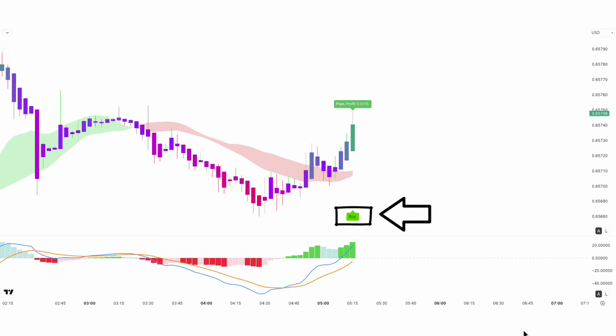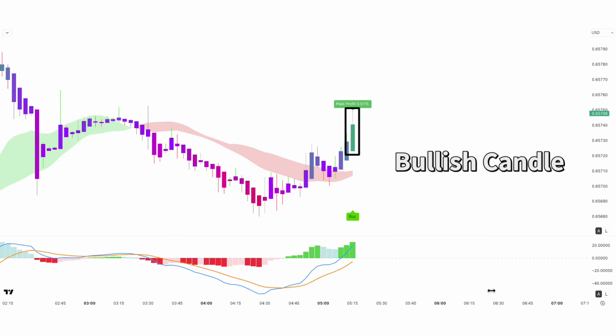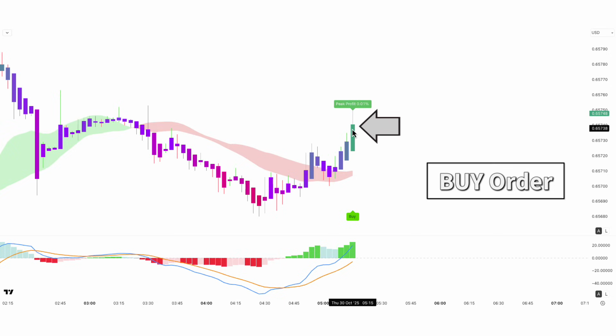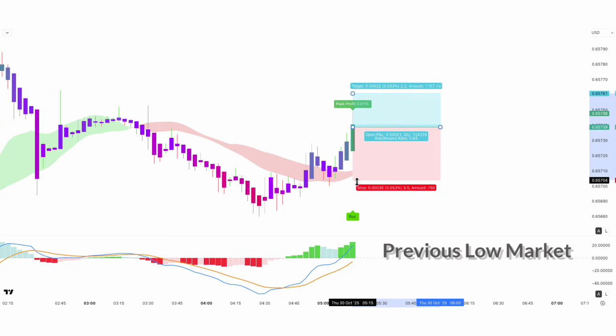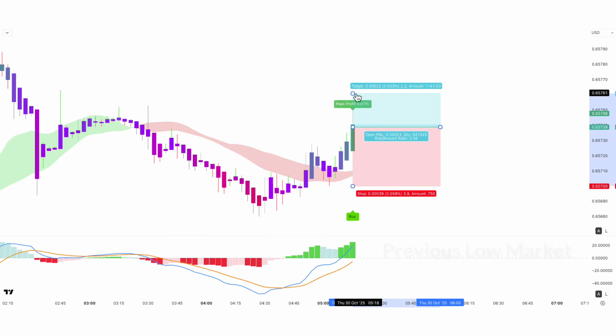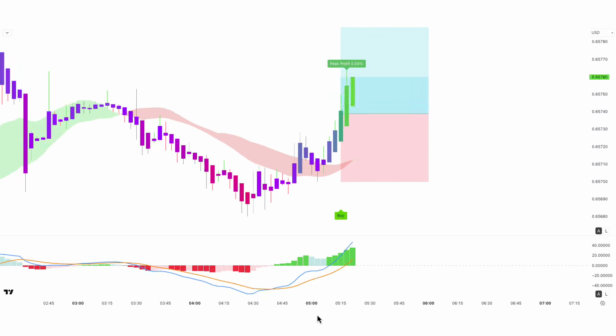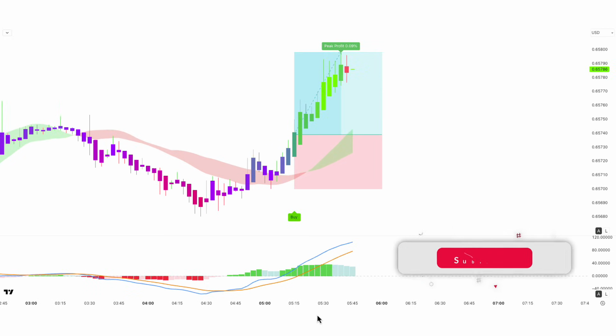Here, the ultimate algo arrow of this indicator is a buy signal. Here, the blue line of volatility adjusted is above the orange line. Here, market has made a bullish candle to give confirmation. So all our conditions are being fulfilled, so we are placing an order to buy. Our stop loss is to be placed at the previous low of the market, and the risk to reward ratio will be 1:1.5. We have won the trade.